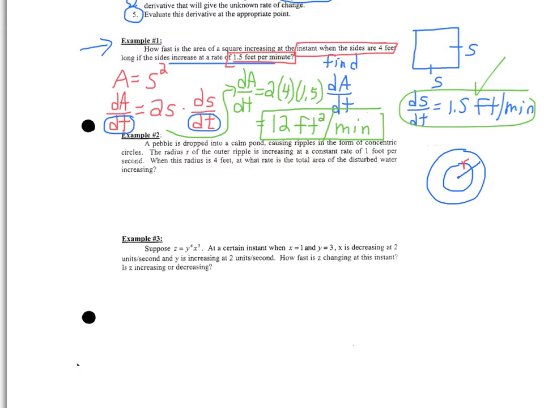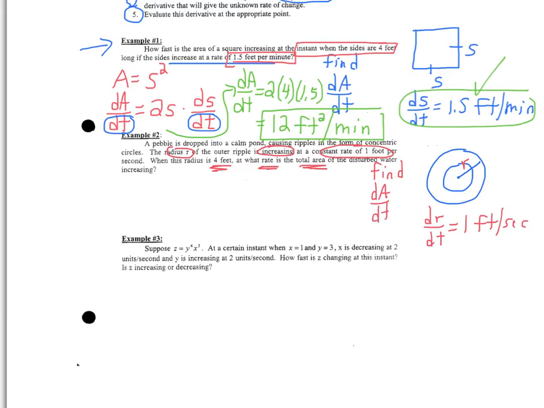Again, look at the information in the problem, write down what's given, and write down what you're trying to find. So the radius r is increasing at a constant rate of 1 foot per second. So dr/dt is equal to 1 foot per second. And we're trying to find the total area, at this particular moment when the radius is 4, we're trying to find the rate at which the total area is increasing. So we're trying to find, just like the last one, dA/dt.